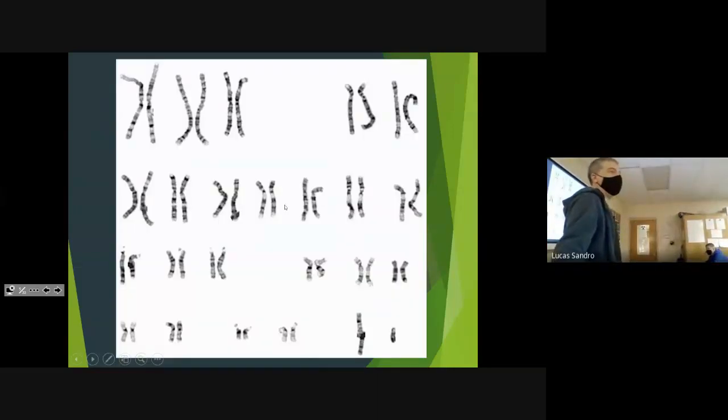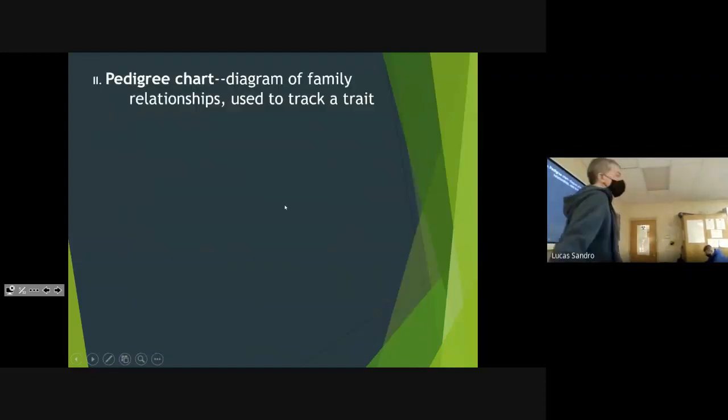Us being not trained, all we can tell about this person is that it's a dude, right? X and Y means it's a male. So that's karyotypes. We'll look at a human gene map a little bit soon, just because it's interesting to see some of the genes we've mapped.